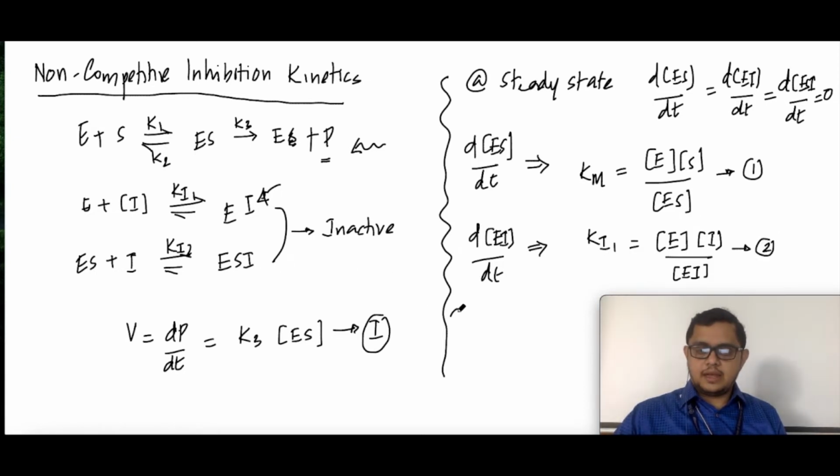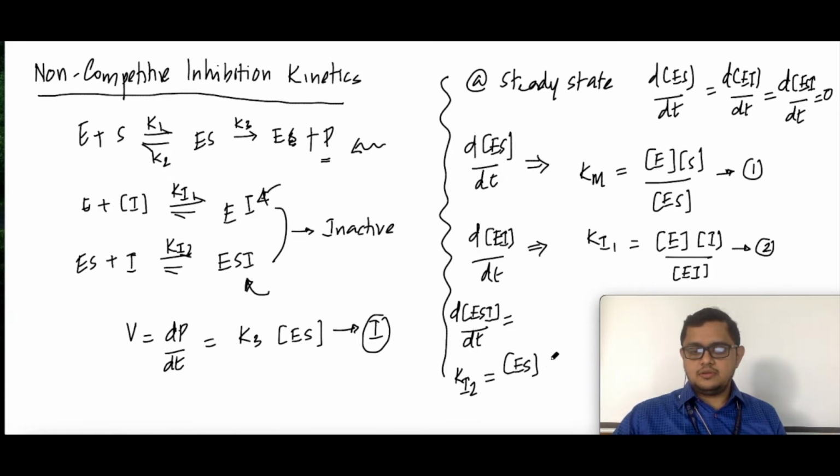So, if I calculate dESI by dt, from this equation you will get Ki2 is equal to ES into I by ESI. This is equation number 3, right. In order to understand how it comes, you can refer to other lectures in this same channel.